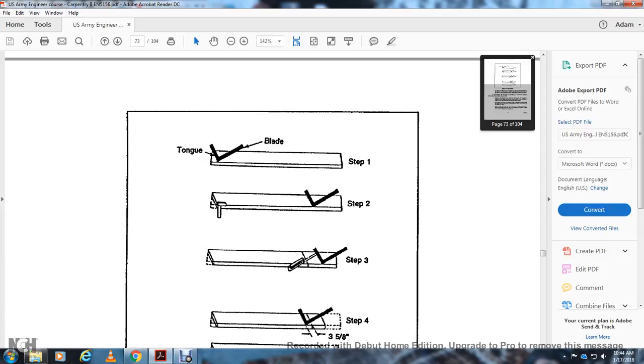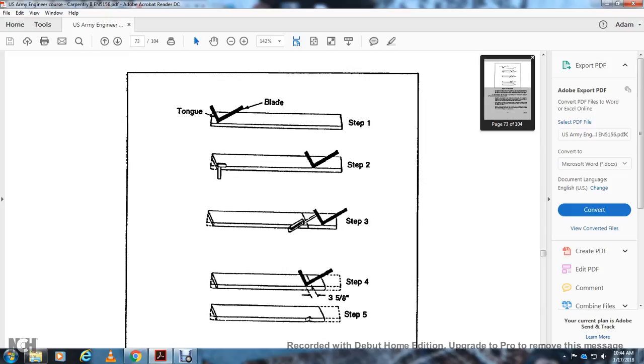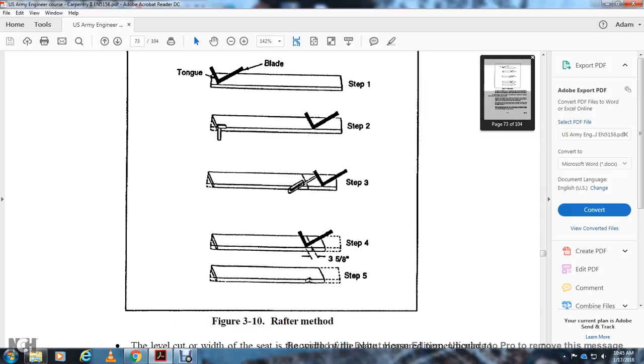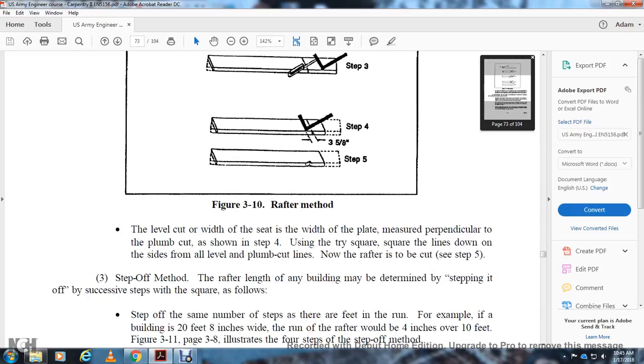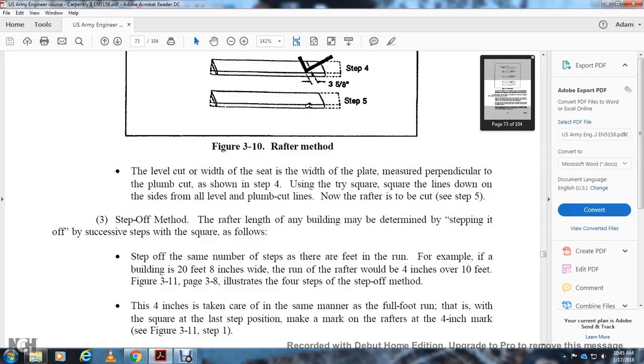Step 1 shows the tongue and the blade. Step 2 shows this. Step 3, step 4, and step 5 and 6. Level cut with the width with the seat of the width of the bench, with the perpendicular plumb cut shown to step 4 with the try square, with the square of the lines down on the side with the level of the plumb line cut lines.